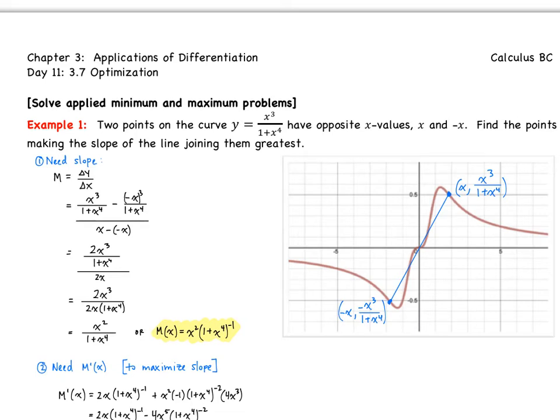Welcome to day 11, 3.7, optimization. This is the first part of optimization. So our goal is going to be minimizing and maximizing different aspects. Okay, so let's take a look at this first example.